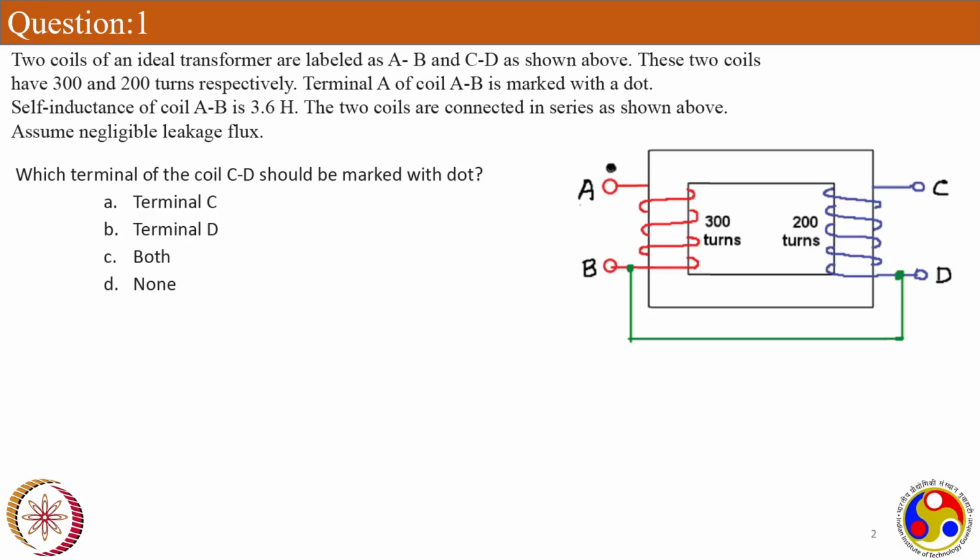So we were looking at this problem where we were given all the details about the transformer turns ratio and also the self-inductance. The question asked is which terminal of the coil CD should be marked with a dot. Do you remember anything you want to say from your side? Any idea? How should we proceed with this? How can we find the terminal in the CD which should be marked with a dot? Any idea?